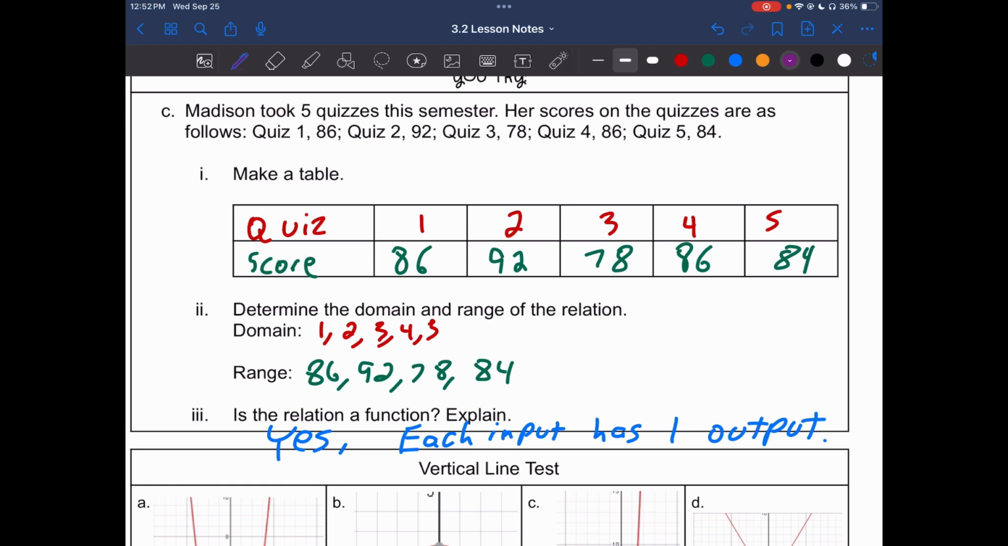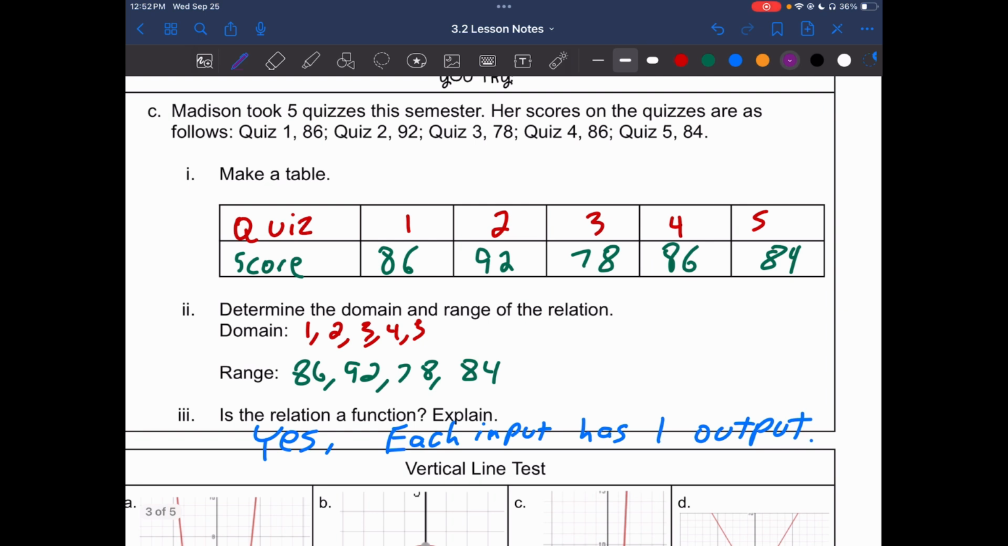All right, now that you've thought about it for a moment, what if I said that 78 score on that third quiz, she wasn't a fan of that. So maybe she takes the third quiz over as a retake, and let's say she got a 90 on it. Is this now a function? No, it's not, because she did a retake. She has 2 different scores for quiz number 3. And so that would make this not a function.